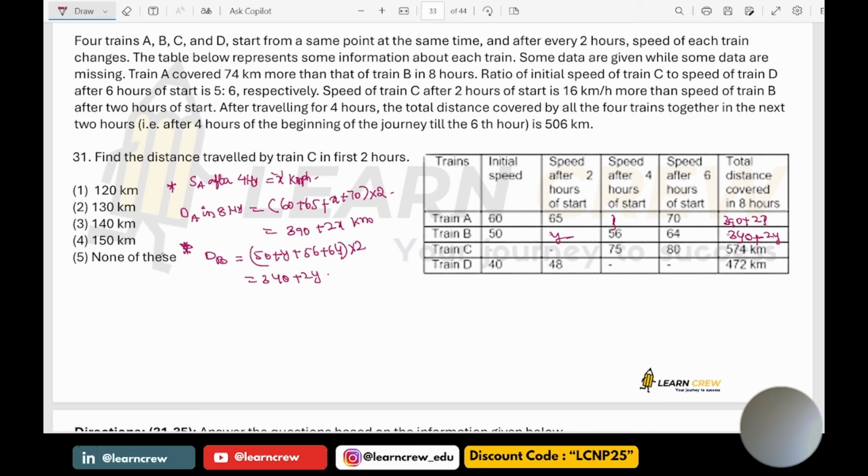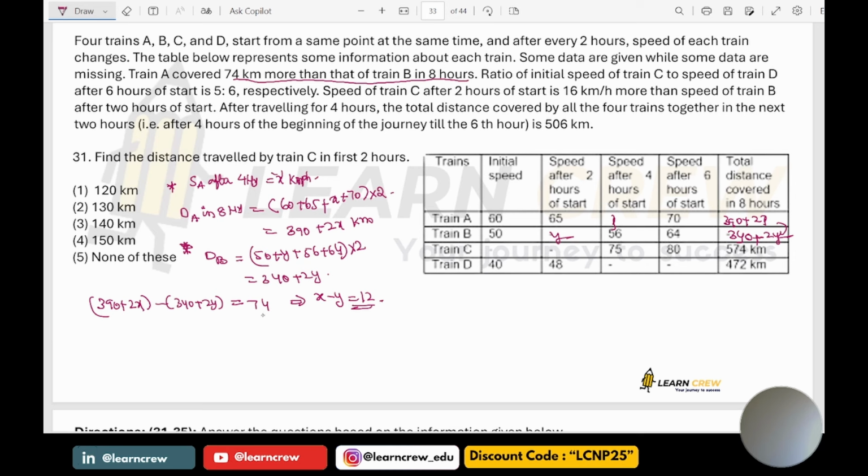Okay. Next. Please see next one. What about train C? Speed of train C after 2 hours. If you can solve these two, please try to understand. We have 390 plus 2x, and something we have here: train A covered 74 kilometers more than that of train B in 8 hours. So the difference between 390 plus 2x and 340 plus 2y is 74. If you simplify this, 390 plus 2x minus 340 plus 2y is equal to how much? 74. So what is the equation you are going to get? You are going to get x minus y as 12.